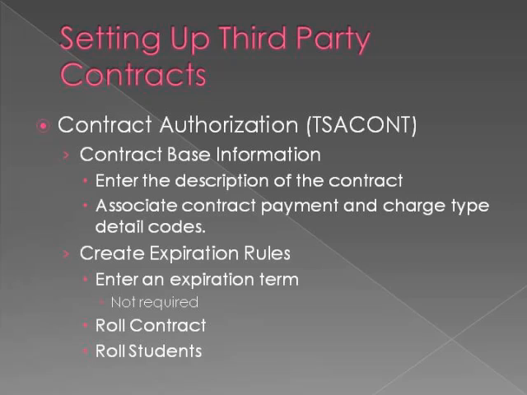Also for setting up your third-party contracts, you have to build your rules in your contract authorization form, which is TSACONT. You have your base contract information, and this is where you're going to enter your description of what the contract will actually pay, whether that would be tuition and fees, books only, that type of information. Then you're also going to associate your contract payment and charge type detail codes with your actual contract description.